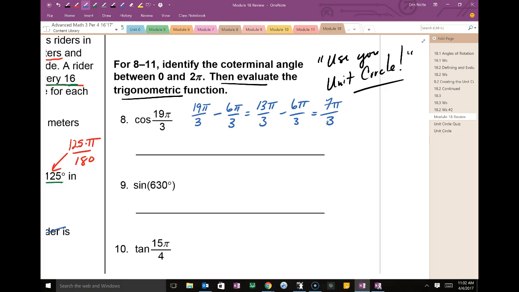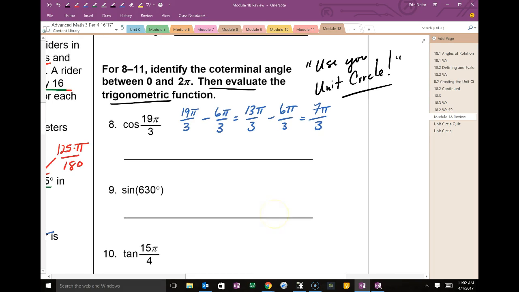Is 7 pi over 3 on there? No. Okay, so try again. Subtract another 6 pi over 3, which gives pi over 3. Is pi over 3 on your unit circle? Good. Yeah, it's there. 60 degrees. Okay, so if you're finding the cosine at pi over 3, what are you looking at? The x value. So what is the x value of the ordered pair at pi over 3?